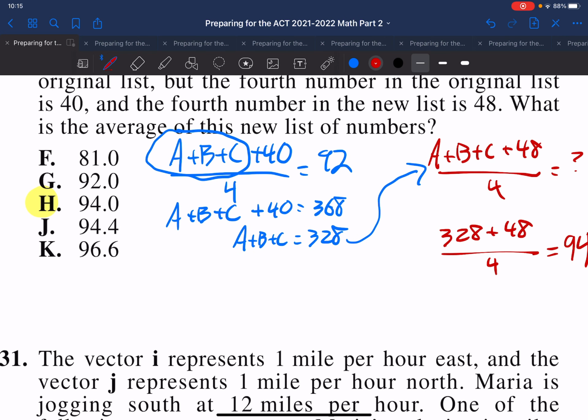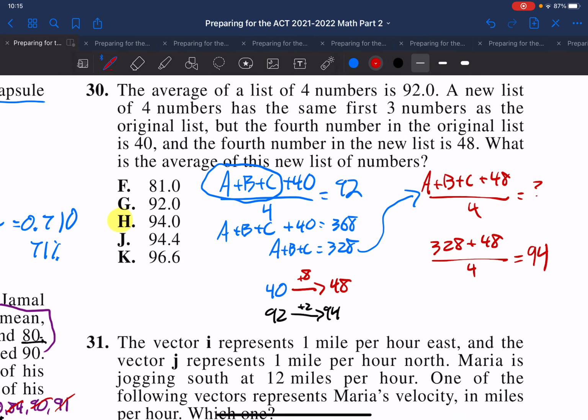The other way to do this is to say, well, if 40 went up to 48, what's going to happen to the average? The average went up by 2. Now, why? Well, that's because one of the 4 numbers went up by 8. All the other 3 stayed the same, so we had to spread that out over all 4 numbers. So 8 divided by 4 is 2. So one number went up by 8, but when we average it out over 4 numbers, it averages out to 2. So that's another way, a little more intuitive way of thinking about it, if you prefer.